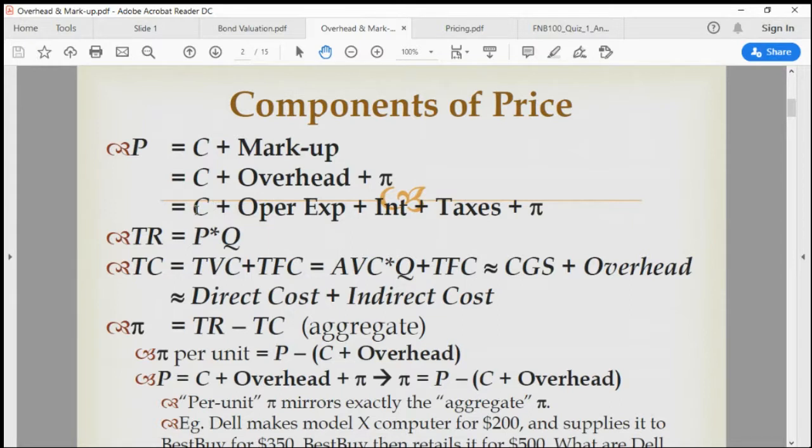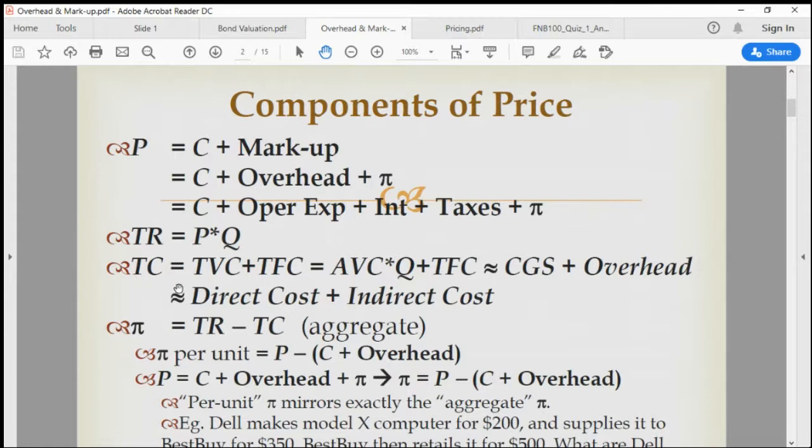If you have just one unit sold, then this is CGS per unit. This is also operating expense per unit, OPEX per unit, interest expense per unit, tax per unit. Make sense? Profit per unit. Okay, so we can think of price in terms of this structure, right? Of course, when you multiply it by quantity, then that's total revenue.